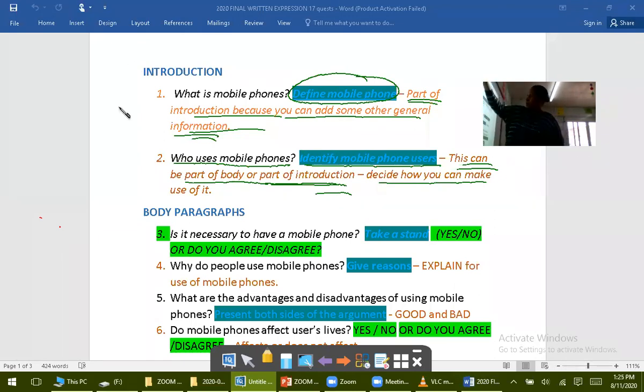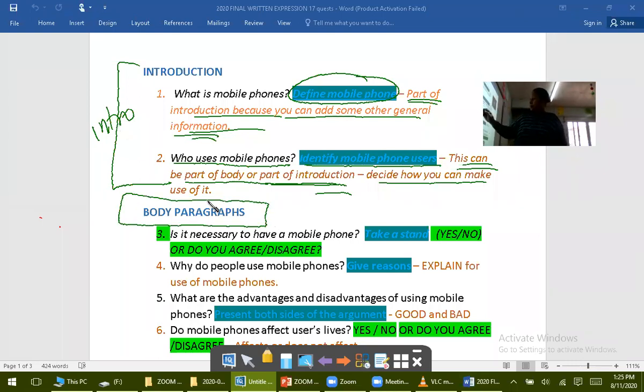So I have categorized these ones, question 1 and 2, as possible questions that will give me information for creating my introduction. All right. Then in the body paragraph, is it necessary to have a mobile phone? What am I asked to do here? I will have to take a stand. I will decide yes or no. So it's a yes or no question, or an agree or disagree kind of question.